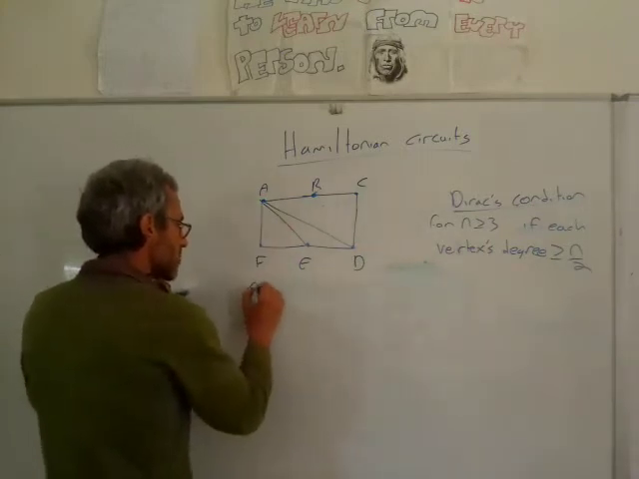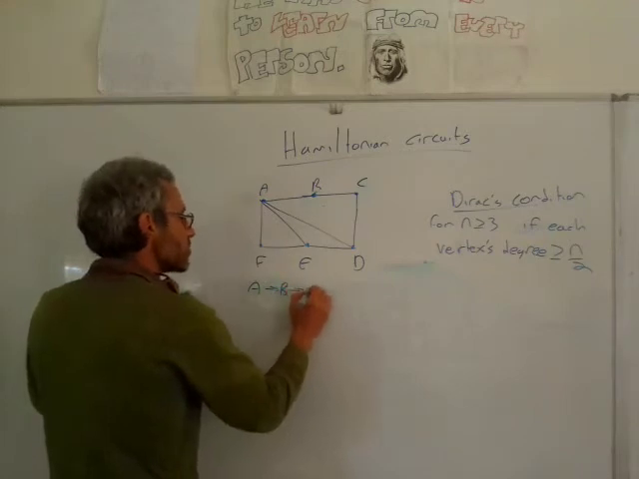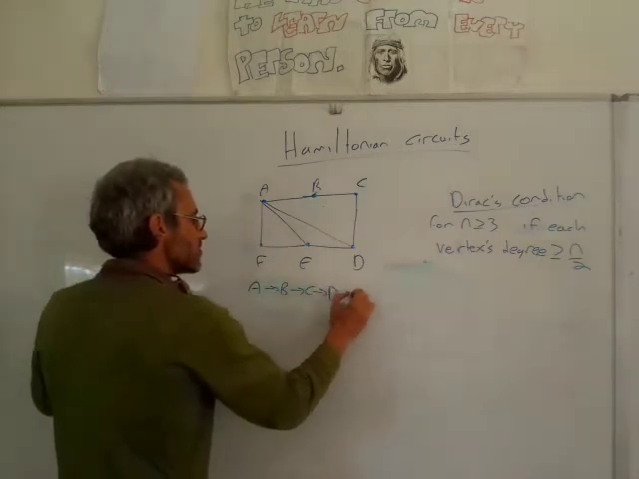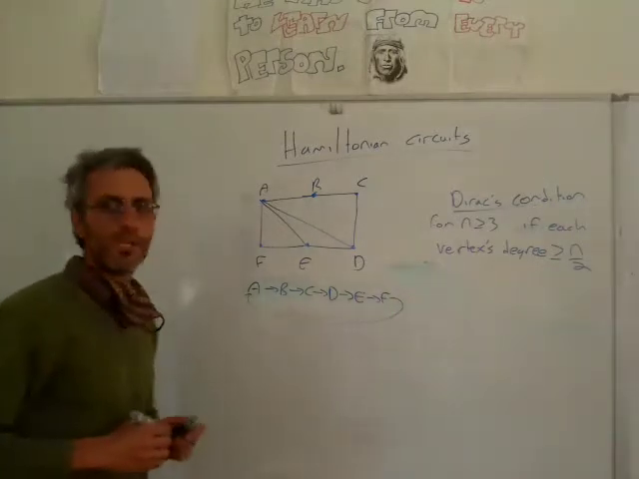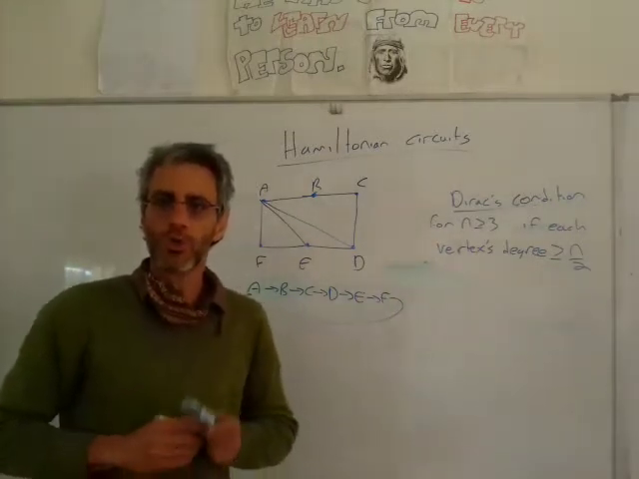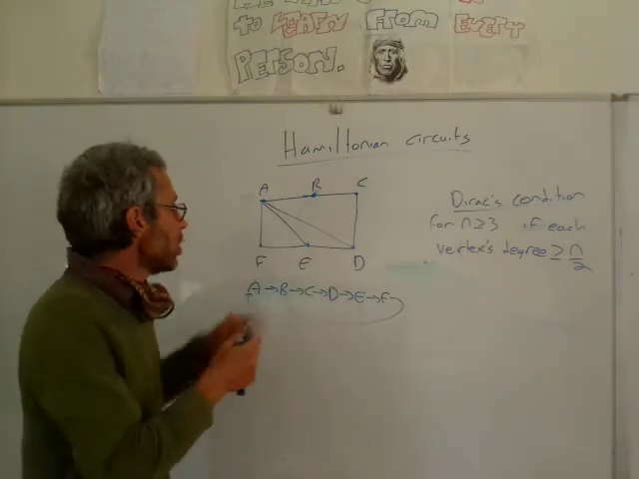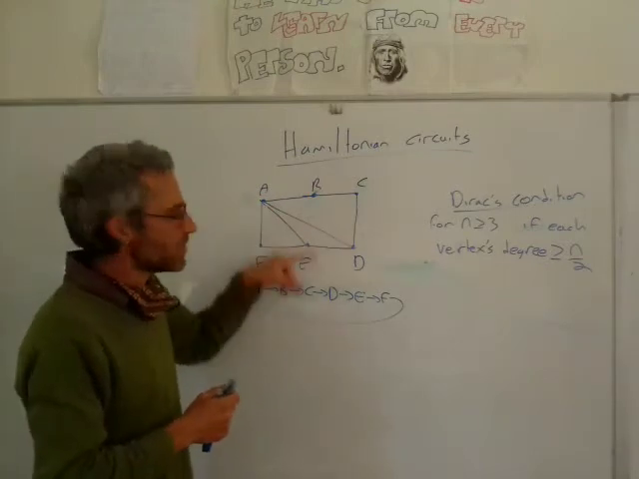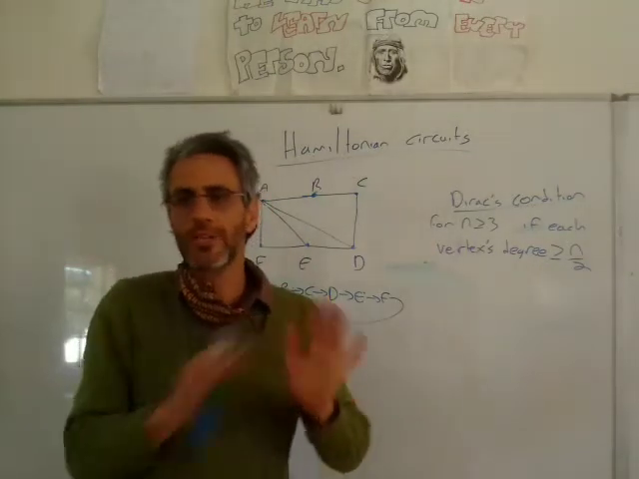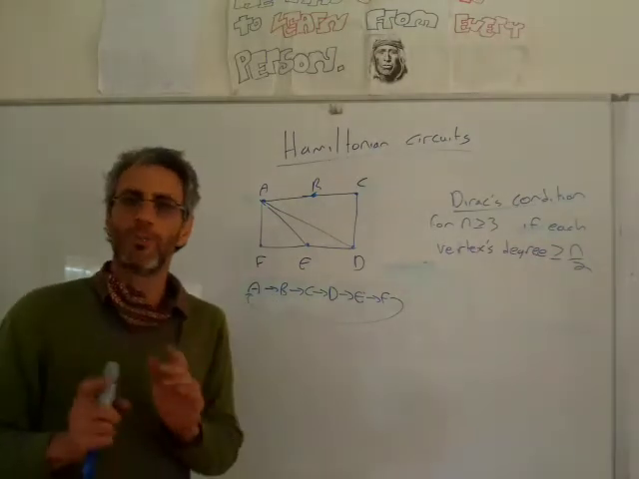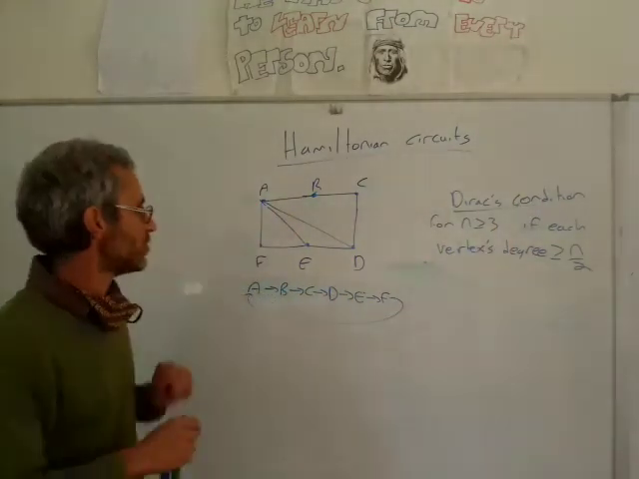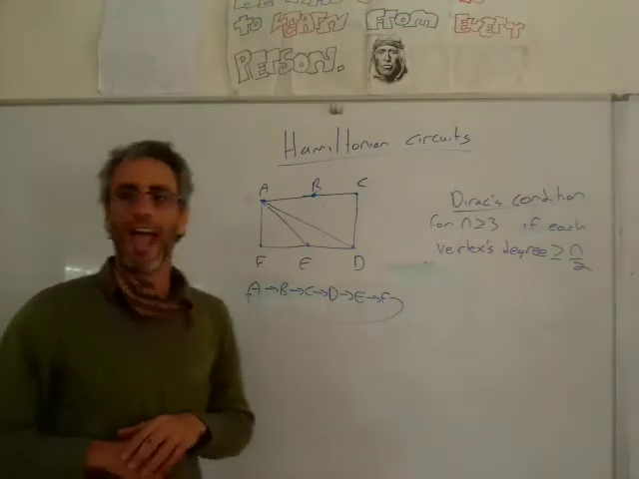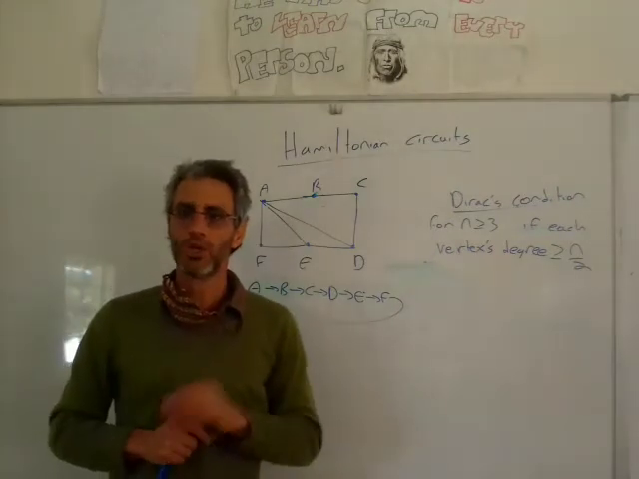So in this case, it's going to be A to B to C to D to E to F and back to A. Okay? So we definitely have a Hamiltonian circuit in this graph. We did go through these two edges, but that's fine, because Hamiltonian is just about vertices, not about edges. Euler is about edges. Hamiltonian is about the vertices. So this graph has a Hamiltonian circuit.